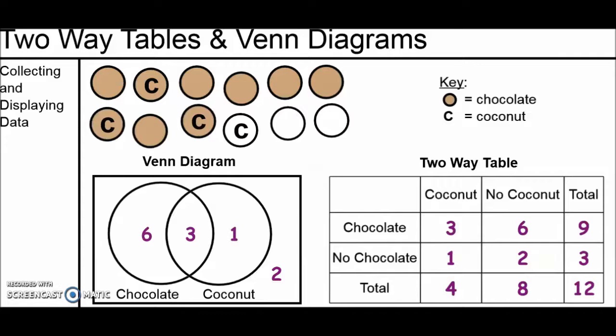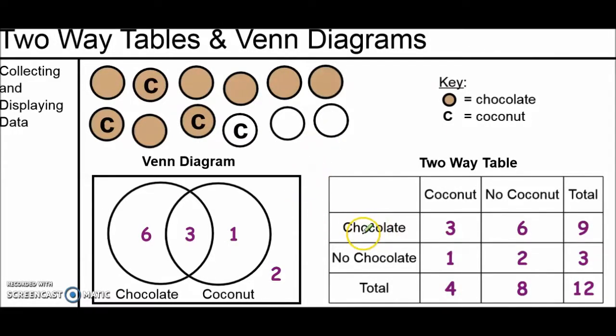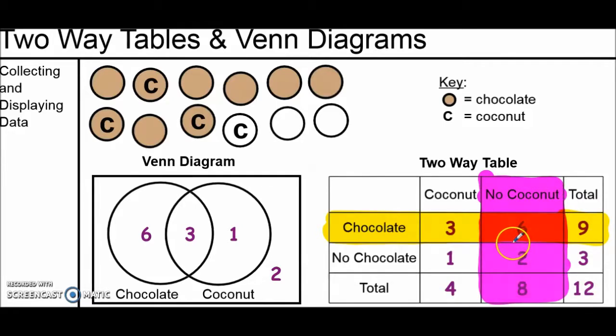This could also be done using a two-way table. First, I'd like to shade all of the candies that are chocolate. Next, I'd like to shade all the areas that are not coconut. Now, if I want to know which candies are chocolate and not coconut, that'll be this 6 here, the area where chocolate and not coconut overlap.